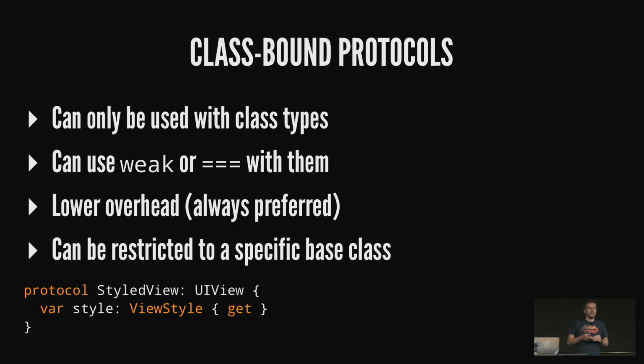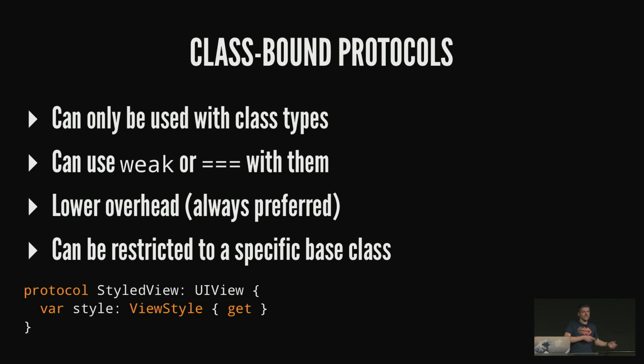So let's talk a little bit about class-bound protocols. They get some extra capabilities versus an ordinary protocol. You can use the weak keyword with them because it knows that it's a reference, so it can be a weak reference. And you can also use the triple equals identity operator to ask if two instances are the same, which isn't possible with a normal protocol. They also have a lower overhead. Basically, they require less storage. I'm going to talk about that in a minute. But if you can use a class-bound protocol, you're generally better off doing so.